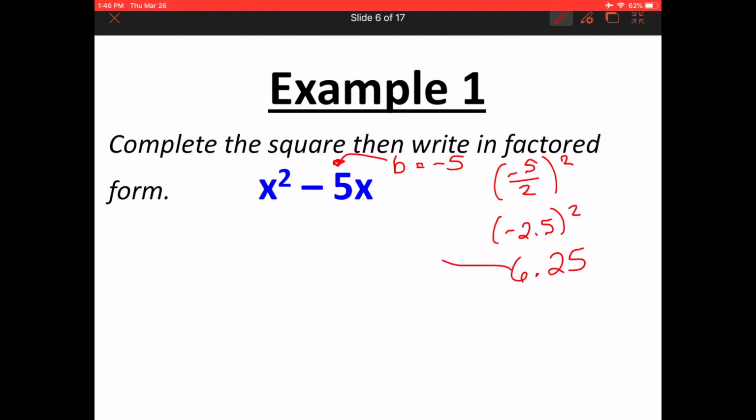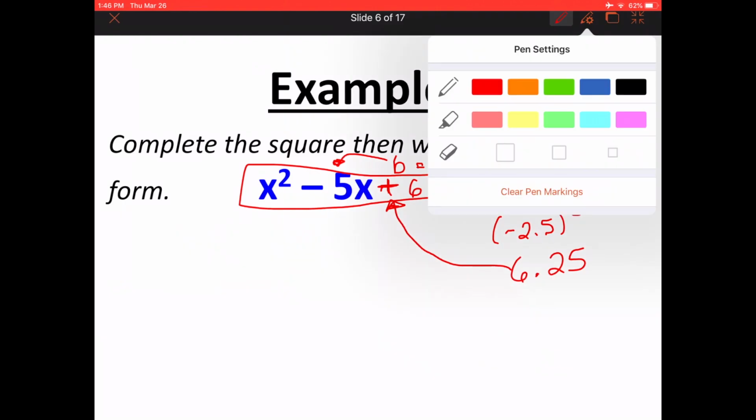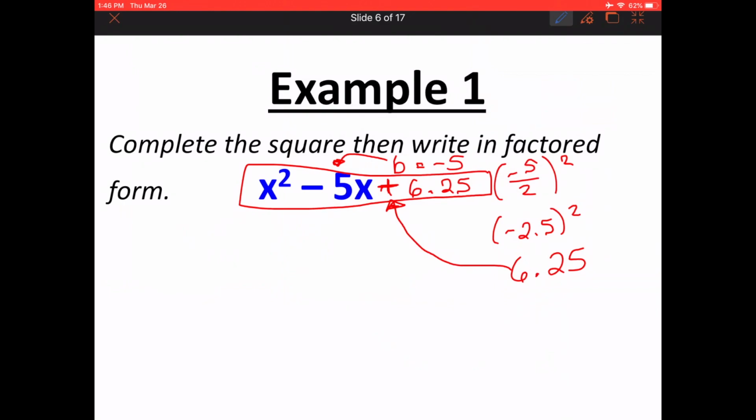So what do I do with that 6.25? I always take it and I add it. Whenever you complete the square, you are always adding. So you add it here to the end. So I have now completed my square. X squared minus 5x plus 6.25 is me completing this square. Okay, so let me rewrite that. X squared minus 5x plus 6.25.